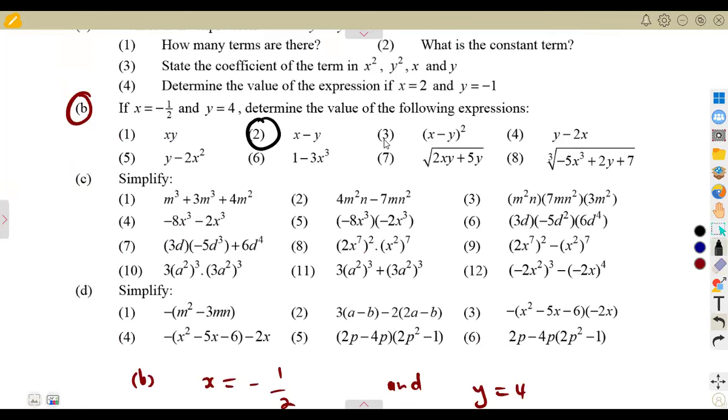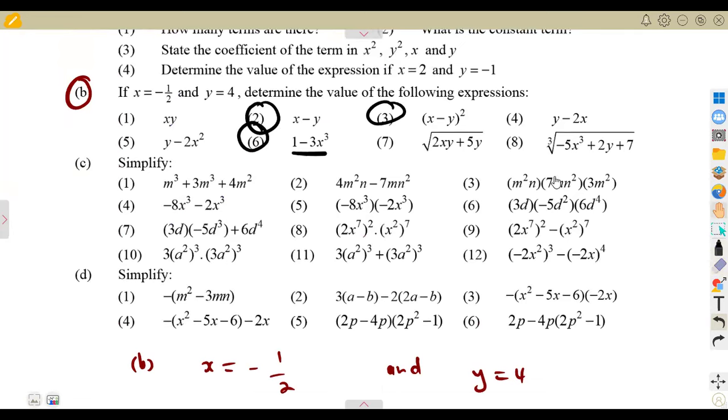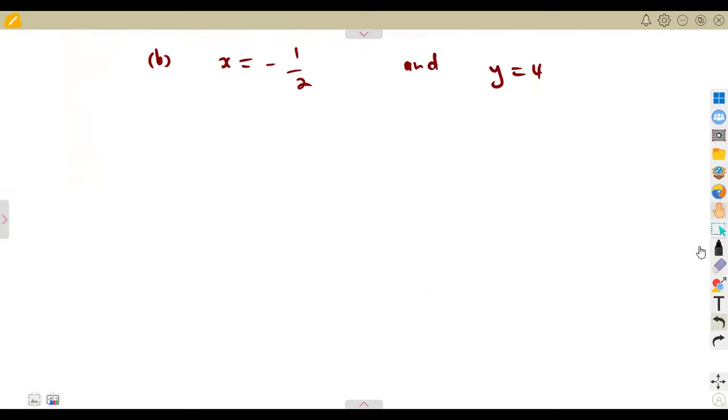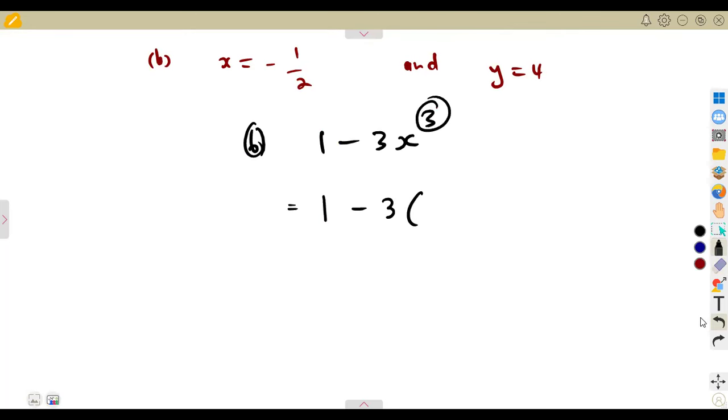So I want you guys to try as many questions as you're given. If you check on number 6, we are given something like 1 minus 3x cubed. All right, so what does this part mean? We simply have to substitute. This is equivalent to 1 minus 3 into x to the exponent of 3. That's x cubed. So x is -1/2 to the exponent of 3.